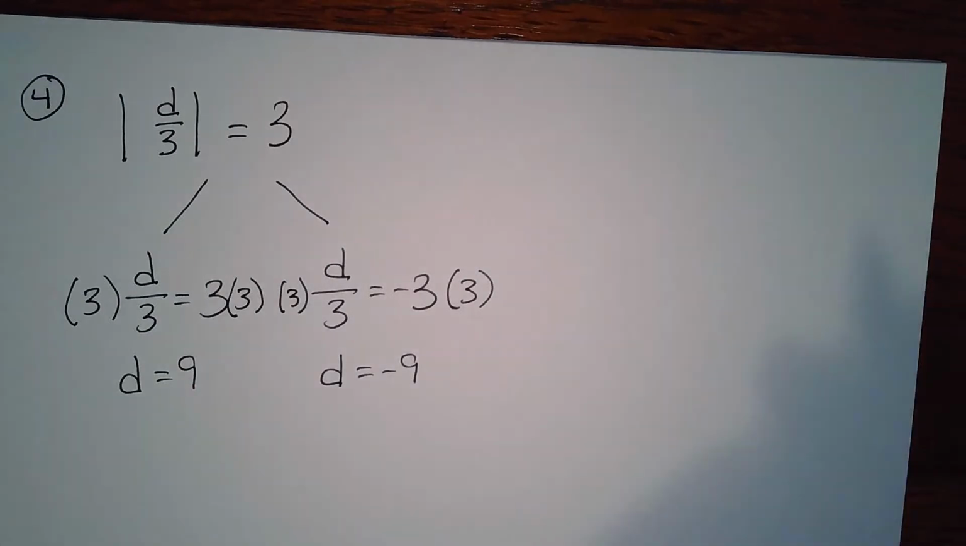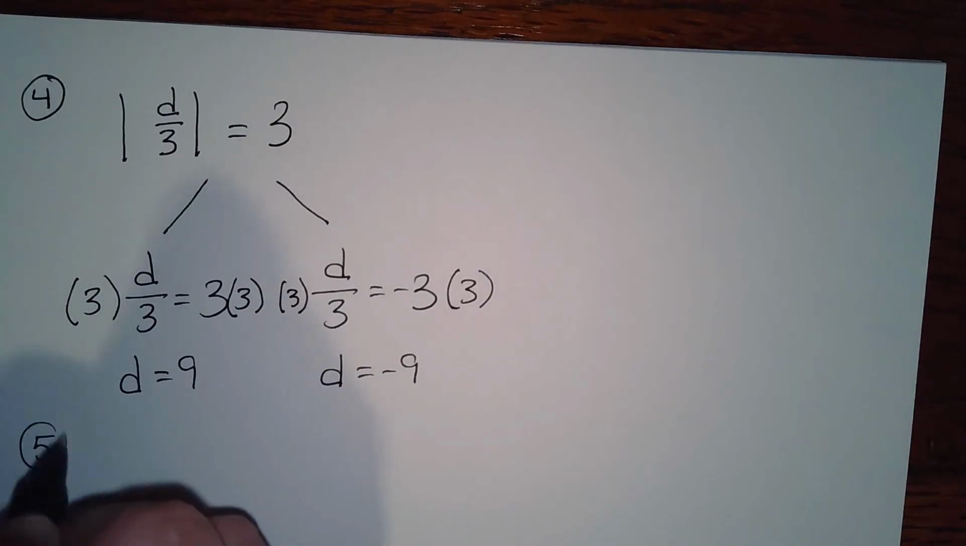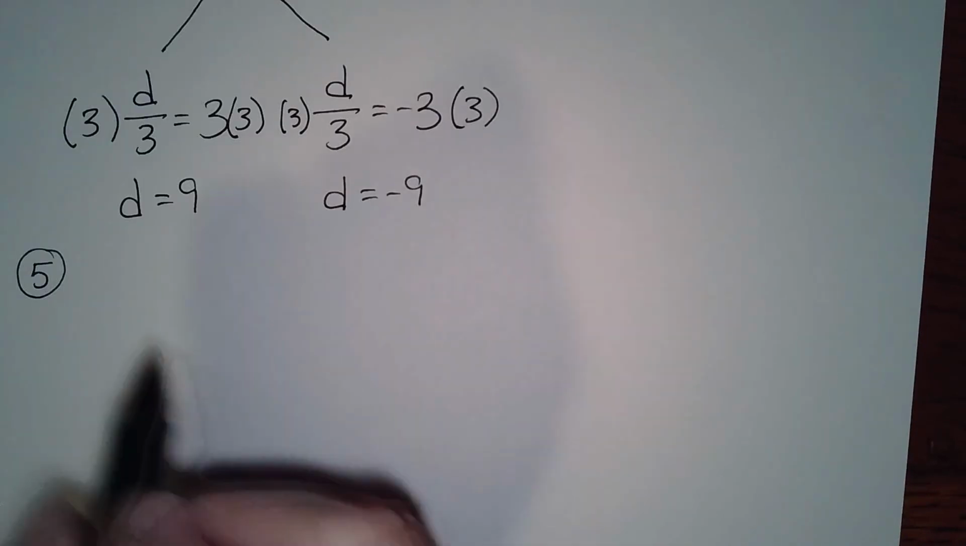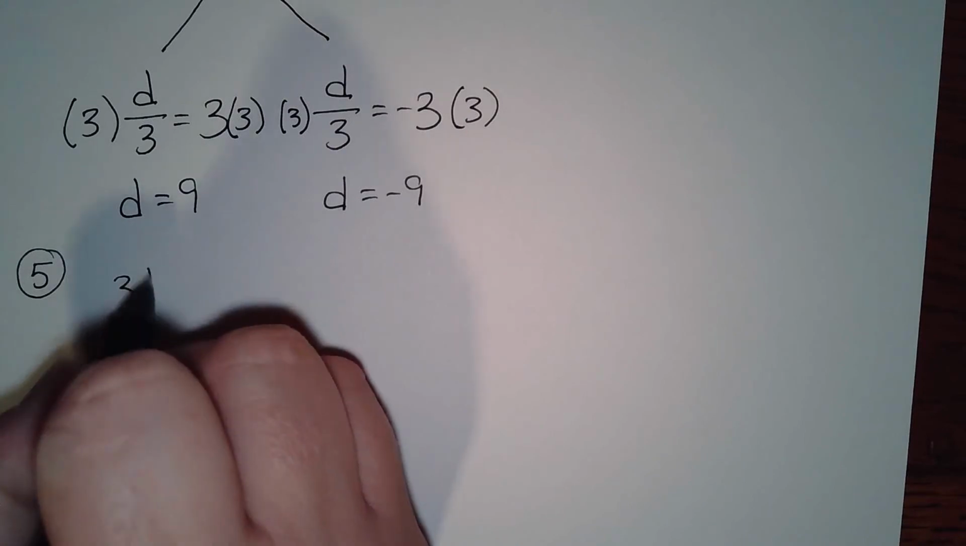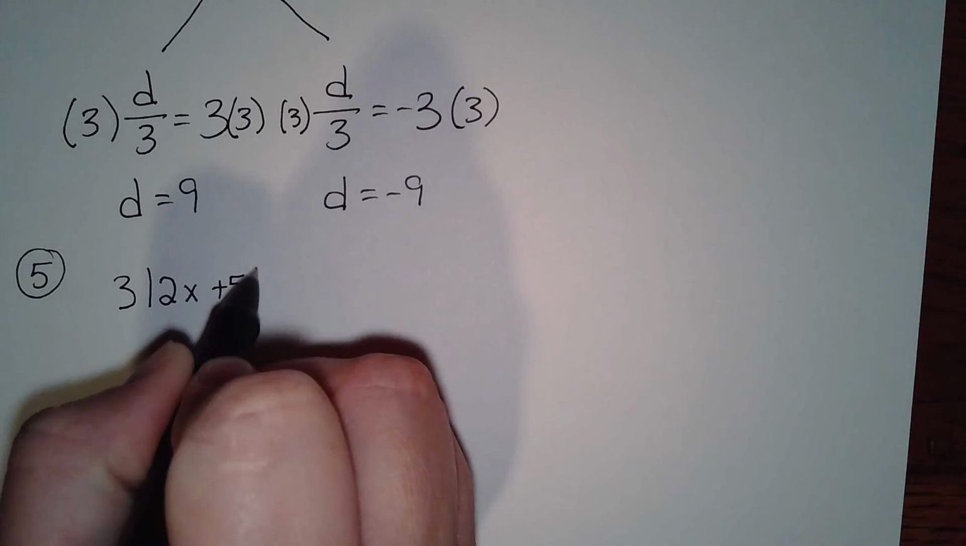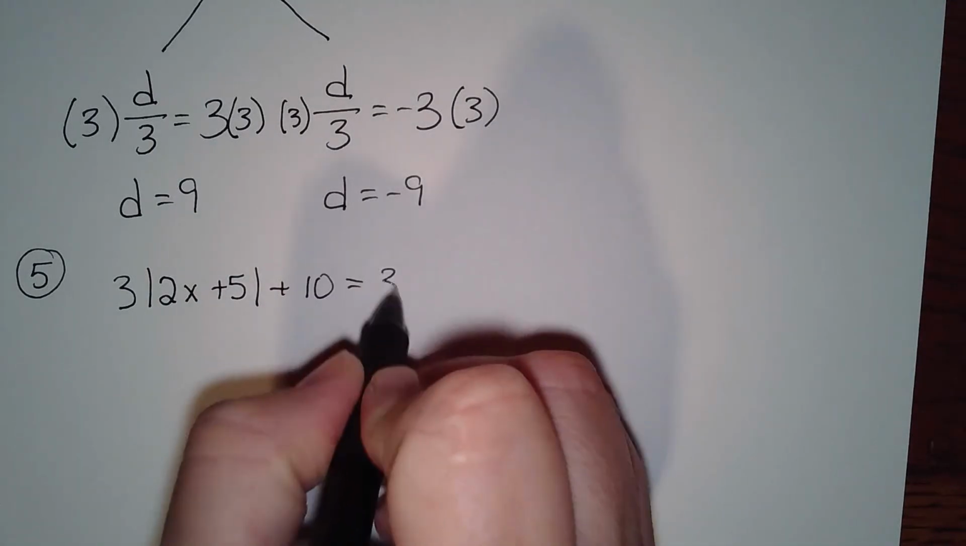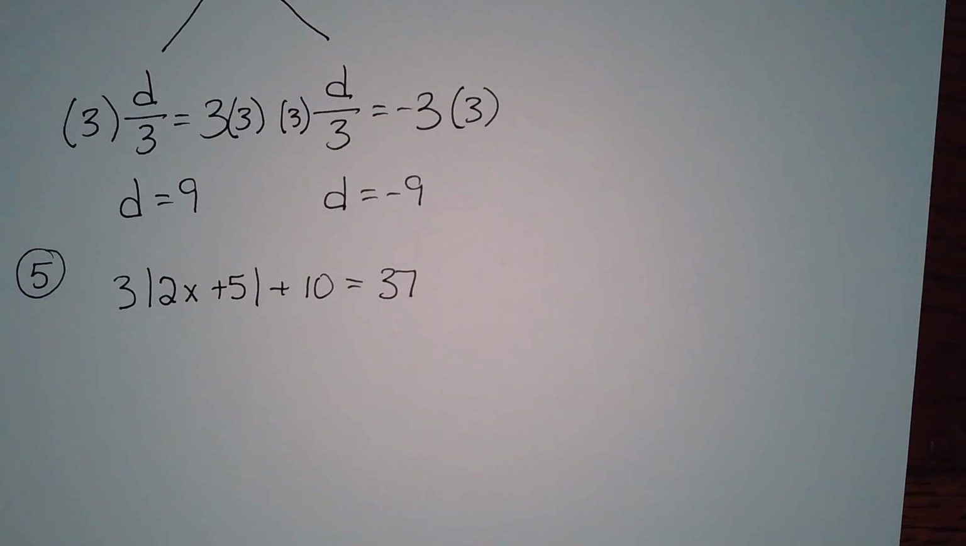Now, I'm not going to graph this one because I think you guys can graph this one pretty easily in the number graph. So let's look at number 5. Number 5 is bumping up the ante here. And I have 3 absolute value 2x plus 5 plus 10 equals 37. All right, so take a moment, write that down.